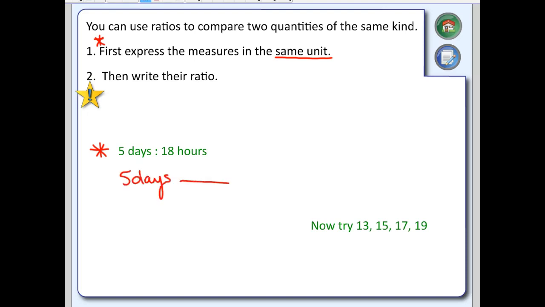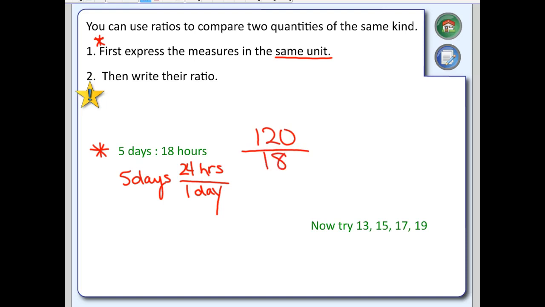What's my conversion factor? Well, I know 1 day has 24 hours. And again, we're going back to dimensional analysis or unit analysis that we've seen before. If we take 5 days times 24 hours, well, what's 5 times 24? Yeah, that's going to be 120. So we've got 120 over 18.